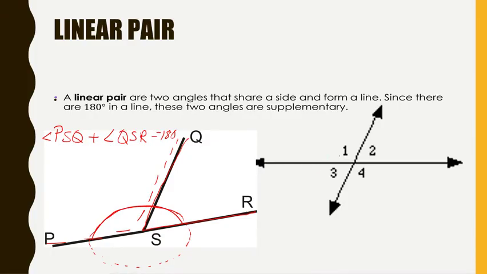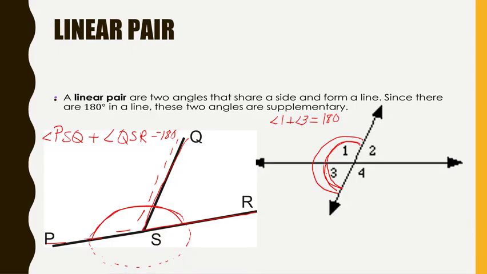Okay, now let's think about this. Would angle 1 and angle 3 also add up to be 180? Yes, they would, because we've got an acute angle right here, less than 90, and then we've got an obtuse angle here, which is more than 90. So these two would add up to be 180.